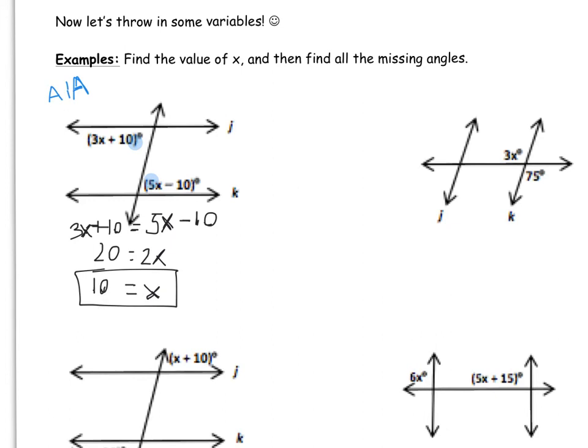Okay, so now all I got to do is plug them back in. So I'm just going to plug it back into this equation. So 3 times 10 plus 10. So 3 times 10 is 30. 30 plus 10 is 40. So this is 40. I would have to put a degree sign, but if I try to put, oh, well, there you go. There's my microscopic degree sign. If I plug it into this bottom expression, 5 times 10 is 50. 50 minus 10 is 40.